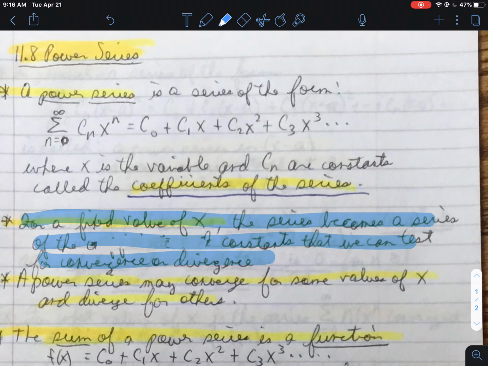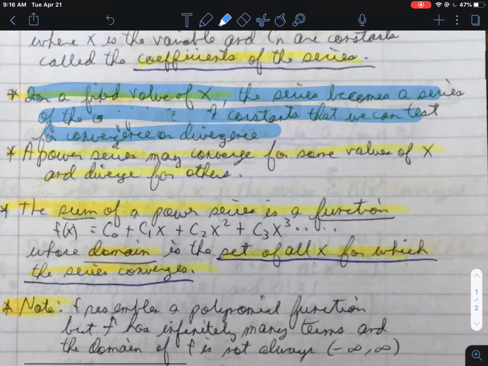Okay? But that's going to be changing here. So now for a power series, these may converge depending upon the value of x, right? So now if I plug in different values of x, maybe I get a series that converges in some cases and a series that diverges in other cases. So depending upon the value of x that you plug in, a power series could converge for some values of x, and it could diverge for other values of x.